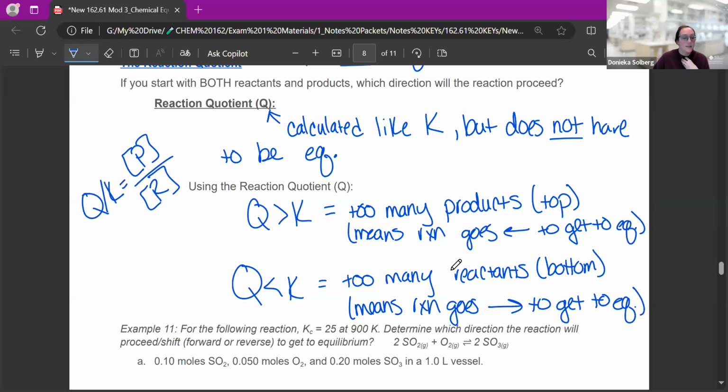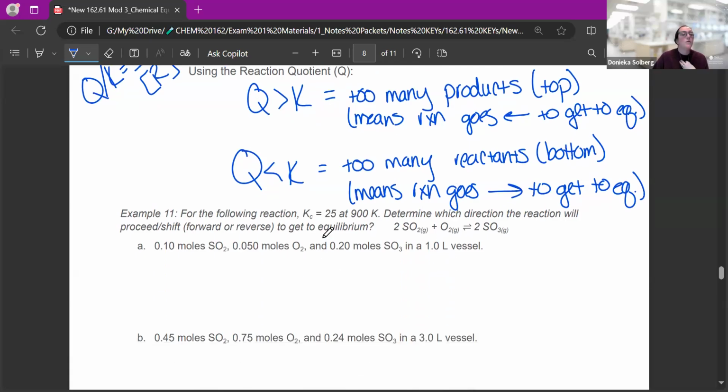So we're going to do that here in example number 11. For the following reaction, K is 25 at 900 Kelvin. Again, we don't need the temperature for calculations. It's just at a constant temperature. So determine which direction. You can say left or right or toward products or toward reactants. I don't care which way you say it, or you can literally put an arrow. The reaction will proceed or shift forward or reverse to get to equilibrium.